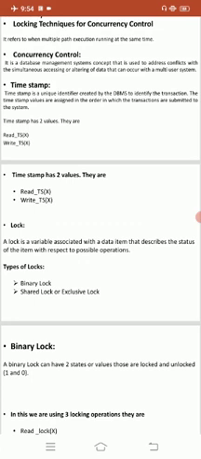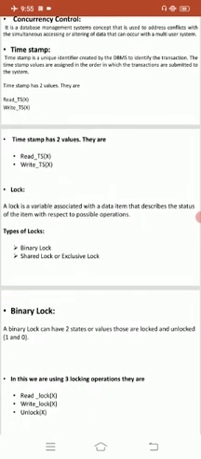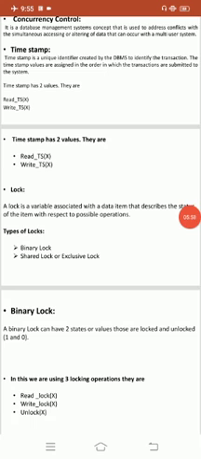Once again, lock-based protocols use a mechanism by which a transaction cannot read or write data until it acquires an appropriate lock on it first. Locks are of two kinds. One is called binary lock and the second one is called shared lock, which is also called exclusive lock.